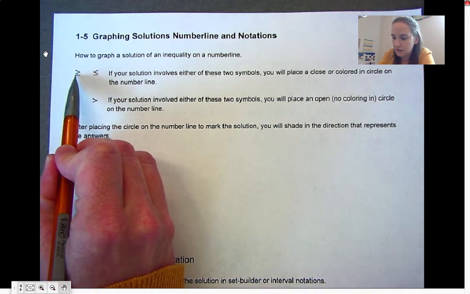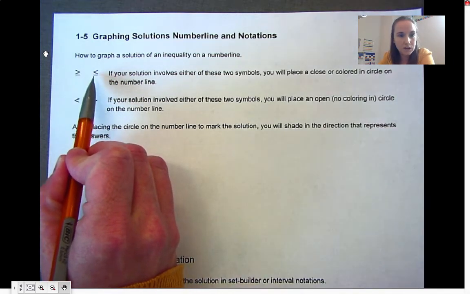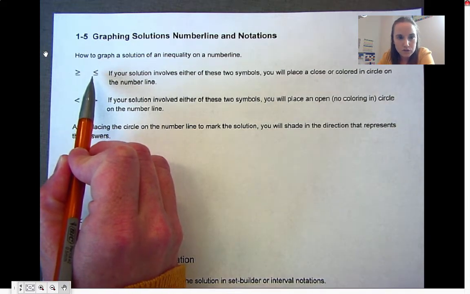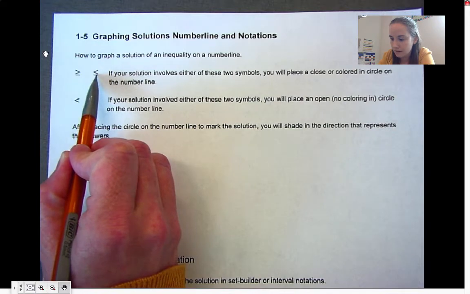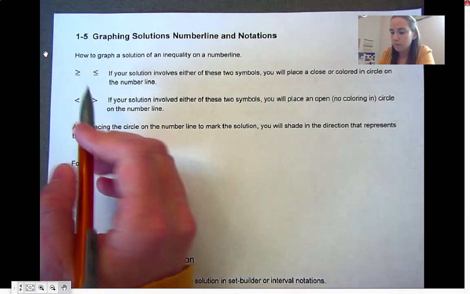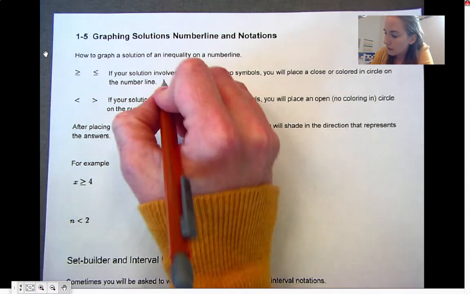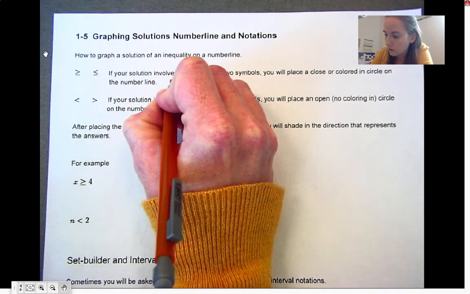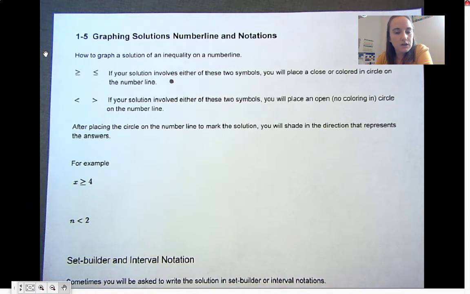These two symbols, this line up underneath, means it can also be equal to. If we need to graph and our solution has a symbol that has the equal to part, we want to make sure when we're graphing, we create a closed dot. That means you take a circle and you color it in. And I'll tell you exactly how to do that in just a minute.